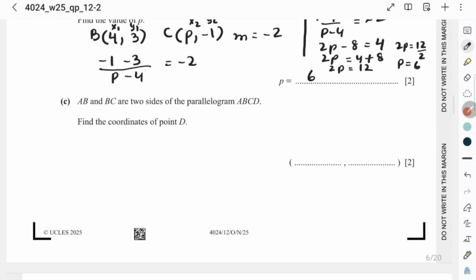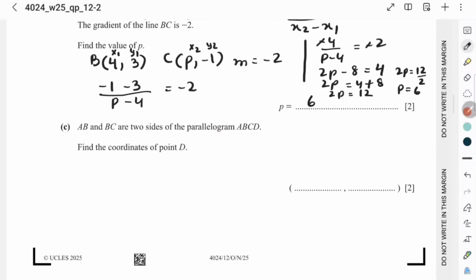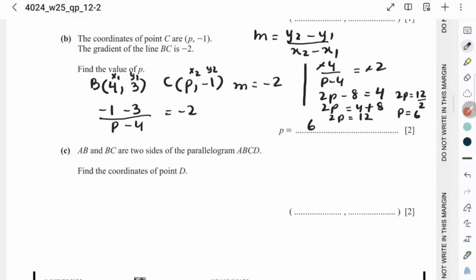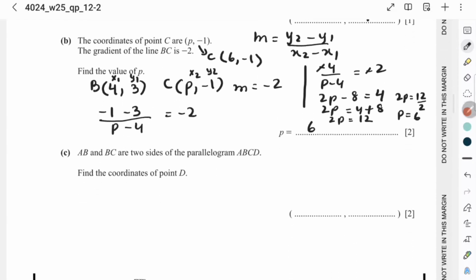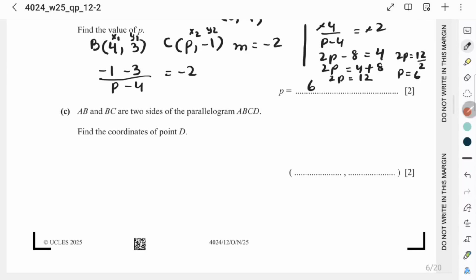Now the next question: AB and BC are the two sides of the parallelogram. They're just asking you to find the value of p in the above part. So C coordinate, we can also write down that your C coordinate will become (6 − 1, −1). P minus 1 means 6 minus 1. So we got the coordinates of A, B, and C all. Now AB and BC are the two sides of the parallelogram ABCD. Find the coordinates of D.